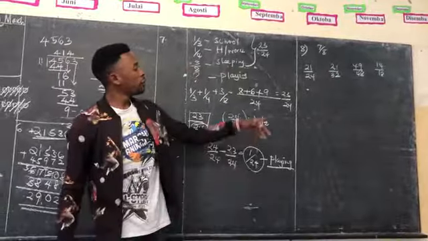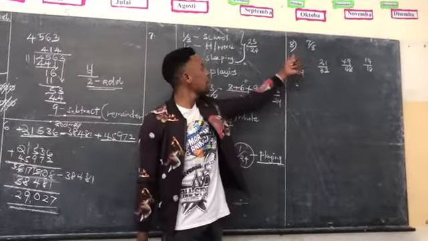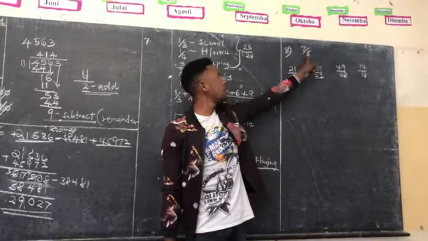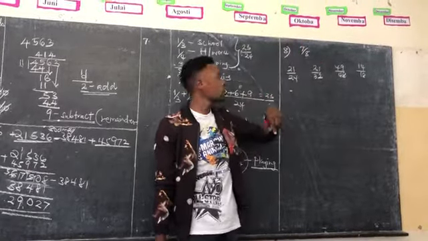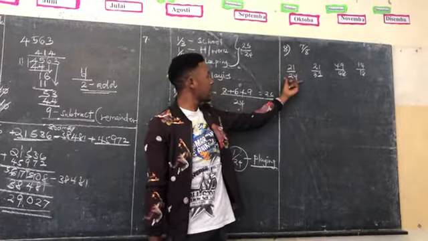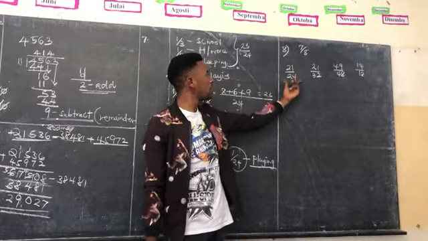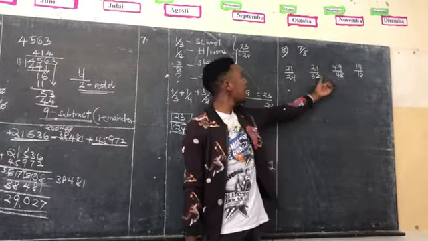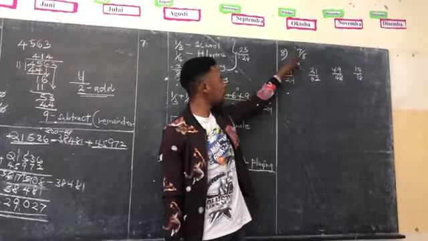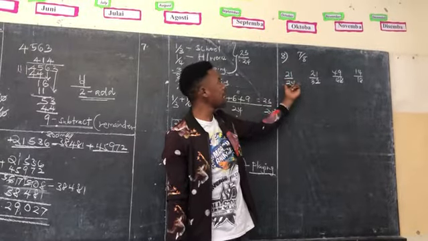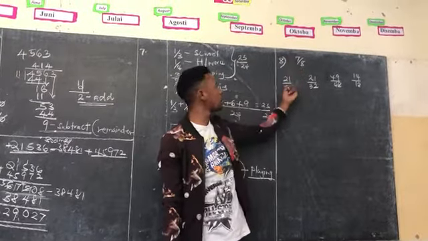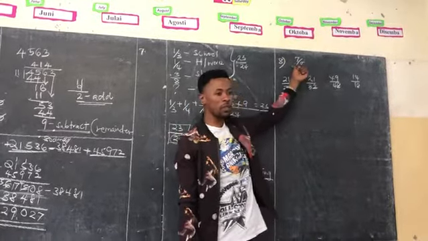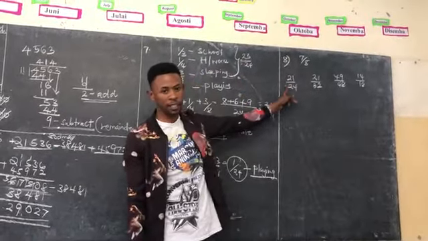Now, for you to get an equivalent fraction of any fraction, you're supposed to multiply the numerator and the denominator by a common number. So we are supposed to check which of these fractions has been multiplied to get 7/8. And the best way to check is to simplify these fractions.